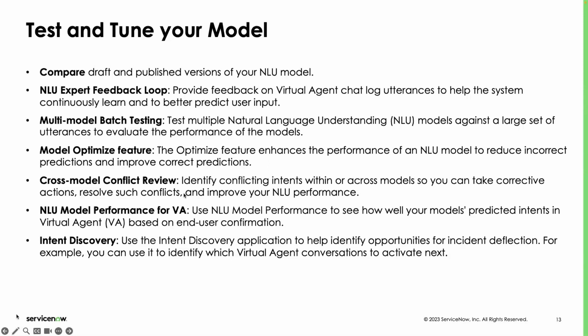Cross-model conflict review is another tool which can identify conflicting intents within your models so that you can take corrective actions. You can change those utterances where you have conflicting statements or conflicting examples. If you have conflicting statements or utterances, your model will always be confused on those utterances, right? What is the right intent? I'll show you an example of how you can use this.